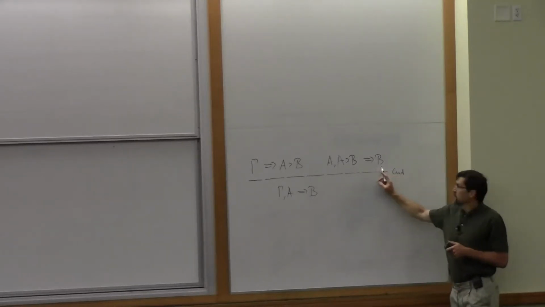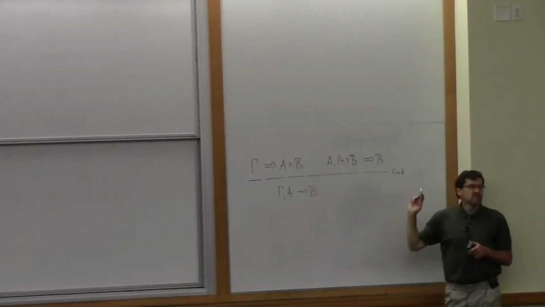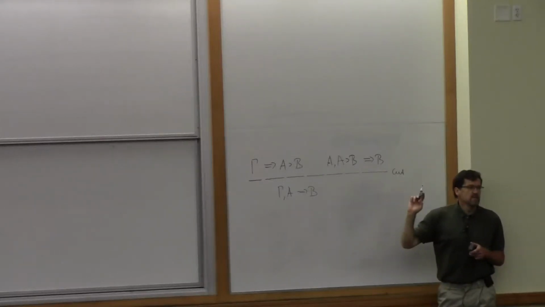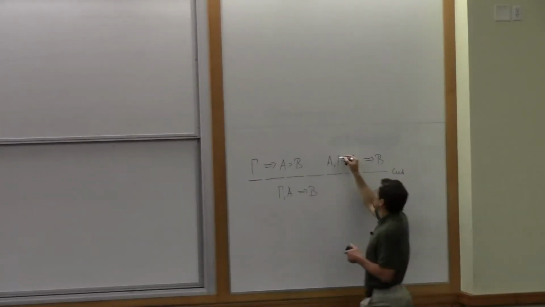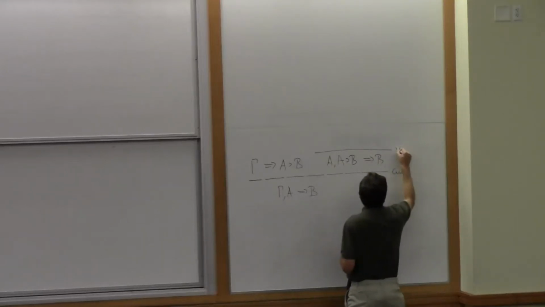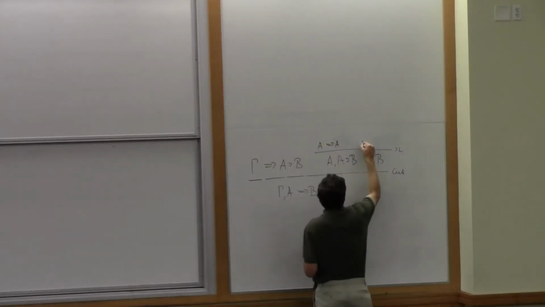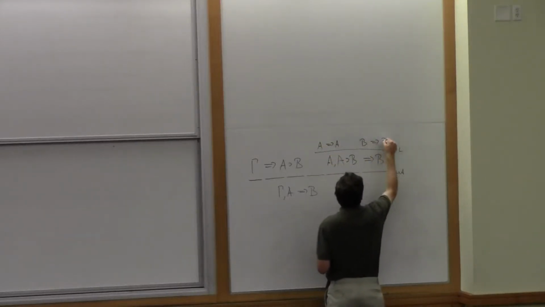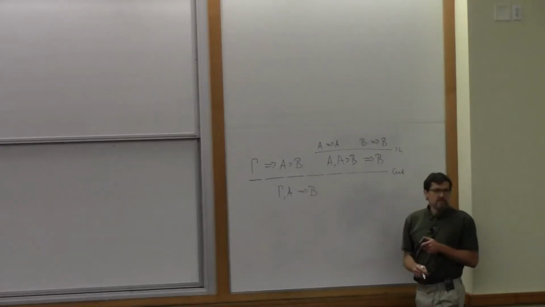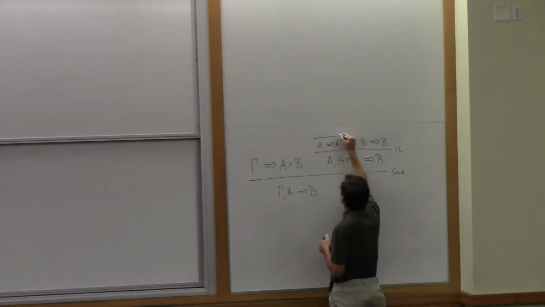How do we prove in the sequent calculus A together with A implies B entails B? It's the implication left rule, right? Implication left, and here we have to show that from A we can prove A, and here we have to show from B we can prove B. How do these follow? These are the identity, right?